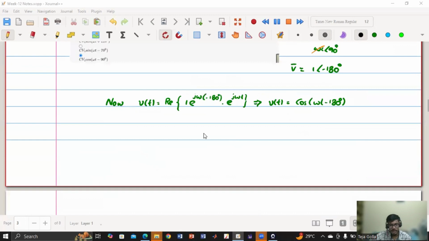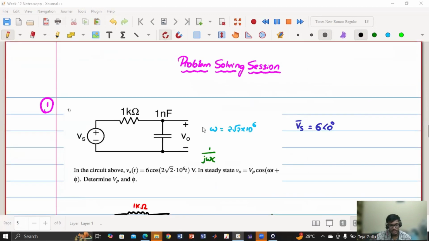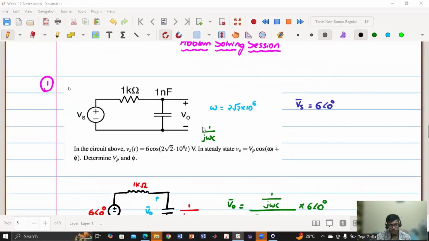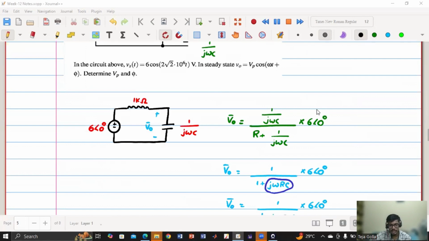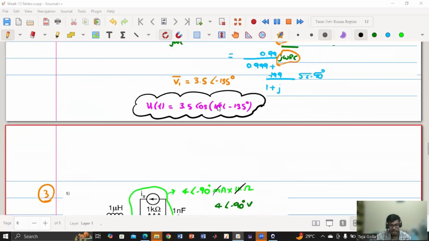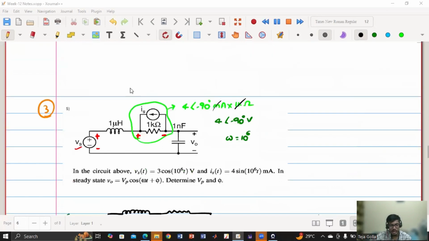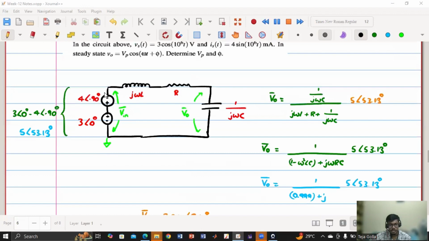Then we saw a few doubts that you asked. After that, we saw a few problems. For the RC network, they asked V0, so we converted everything into phasors and calculated the V0 phasor. Similarly, in this question they have an RLC circuit and asked for the voltage. First we calculated the phasor, then converted it into the time domain expression. Here they have two sources, so we did source transformation, converted into two voltage sources, and then clubbed them to get one voltage source.